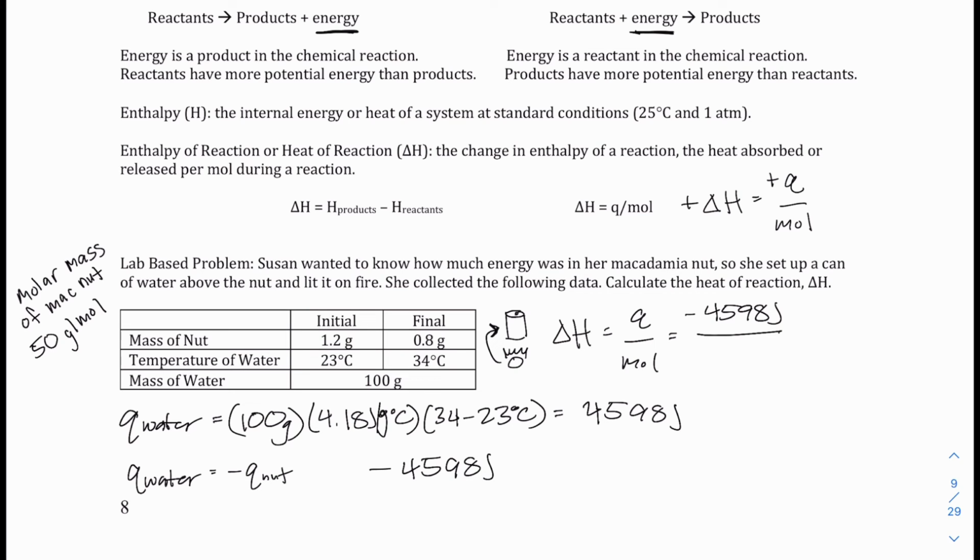Now, to figure out the moles of the nut that was burned up or used, we're going to take the initial amount minus the final amount, which gives us 0.4 grams of nut that was burned up during the reaction. Now, normally, to convert from grams to moles, we would use the molar mass of our substance. In this case, we can just use the made-up molar mass of a macadamia nut, 50 grams per mole. That would give us 0.008 moles of nut that was burned up or used in the reaction.